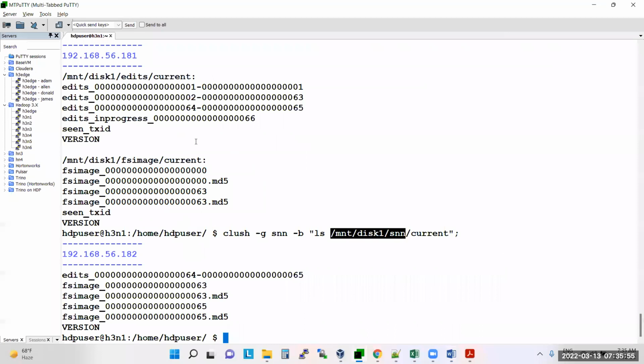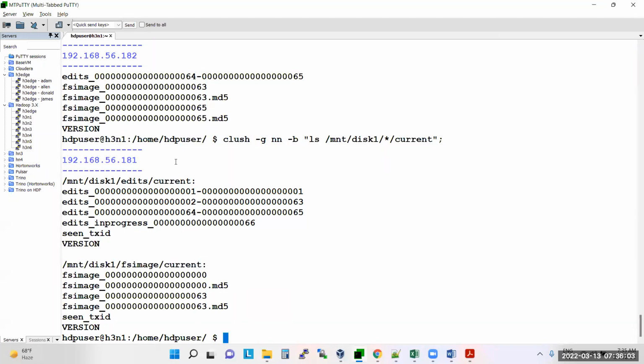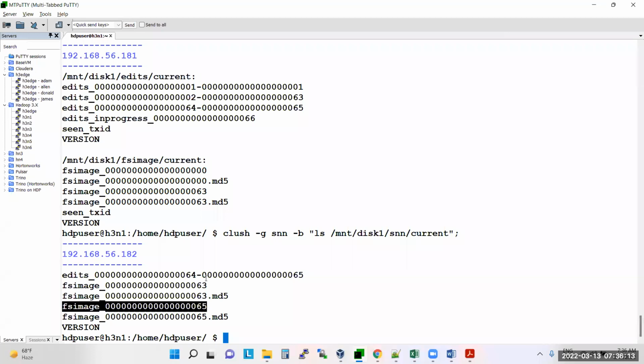Now you see here, guys. What is the first image file we have now? It is still 63 only. In SNN we have 65. Now you see. 63.